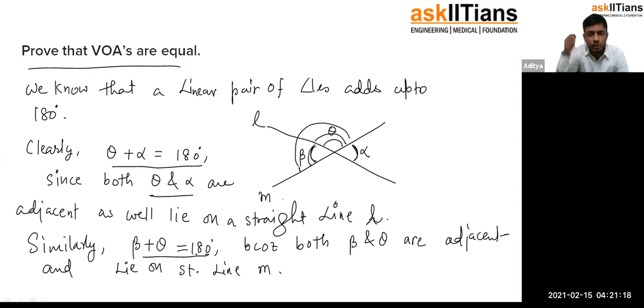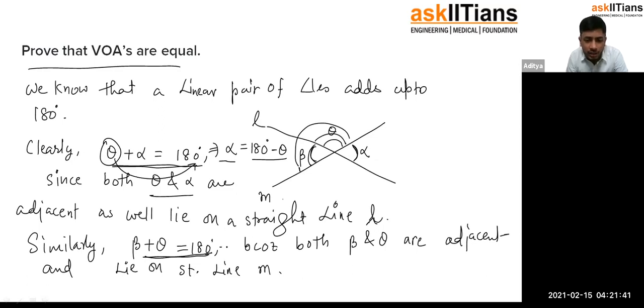Now using these two equations, how can we prove that alpha is equal to beta? Look, from this equation, I can write that alpha would be equal to 180 degrees minus theta, correct? I have basically transferred this theta onto that side. So alpha is equal to 180 degrees minus theta. Similarly, from this equation, I can write beta is equal to 180 degrees minus theta, correct?